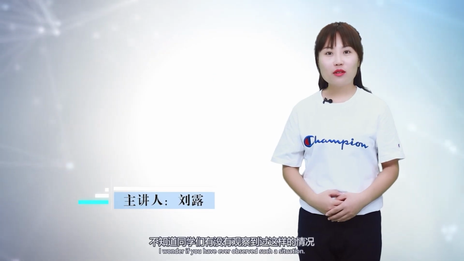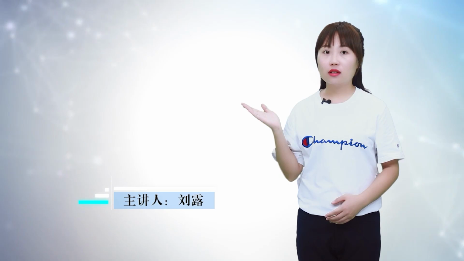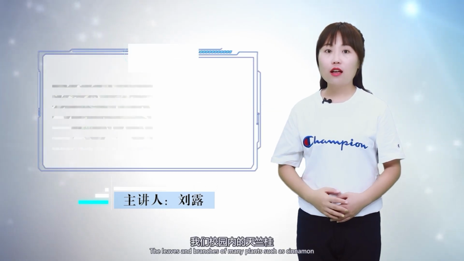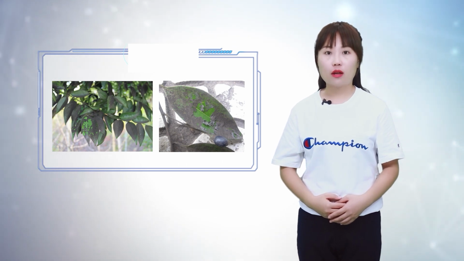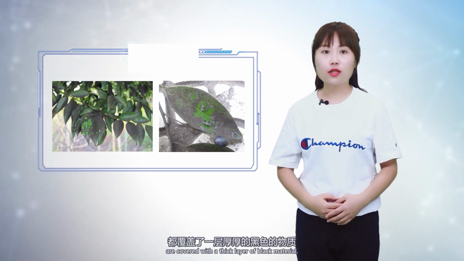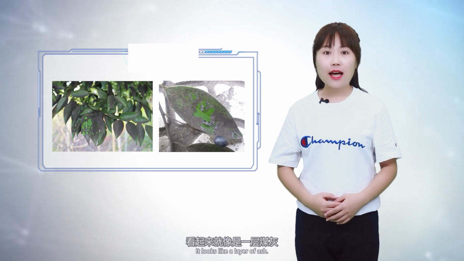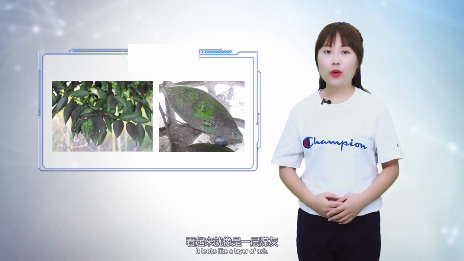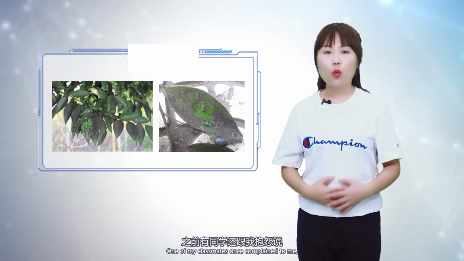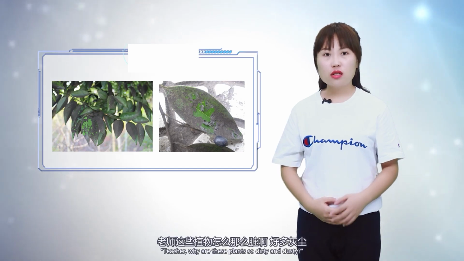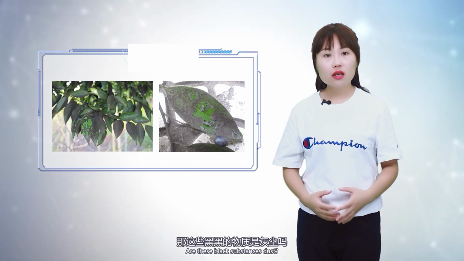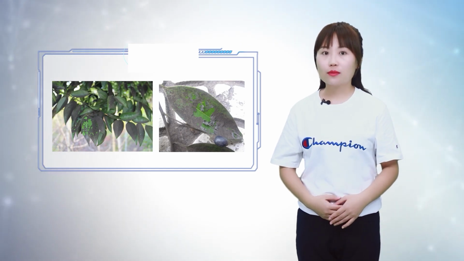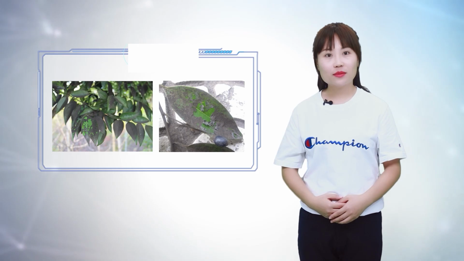I wonder if you have ever observed such a situation. The leaves and branches of many plants, such as cinnamon and octagonal golden plate on our campus, are covered with a thick layer of black material. It looks like a layer of ash. One of my classmates once complained to me, "Teacher, why are these plants so dirty and dusty? Are these black substances dust? What if it is not dust?"